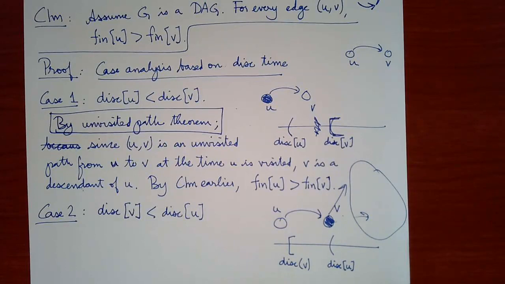Doesn't V just finish before the discovery of U? Why? We know that U can't be a descendant of V, otherwise UV would be a back edge. Good. So now we need to complete the proof.